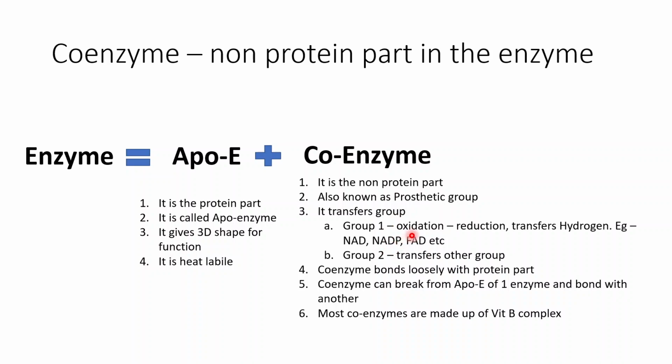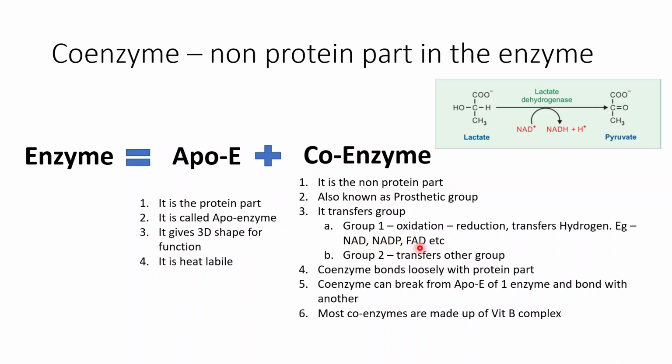Group 1 coenzyme brings about oxidation reduction reactions and transfer groups like hydrogen. Okay, so these are the groups which help in transport of hydrogen. Okay, for example, NAD, NADP, FAD, etc.